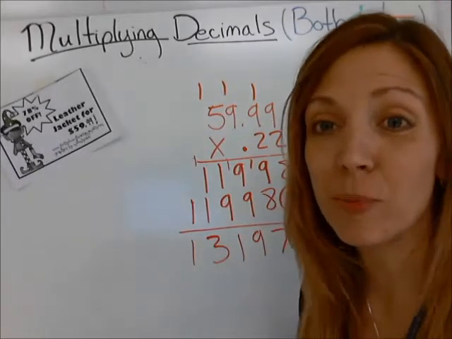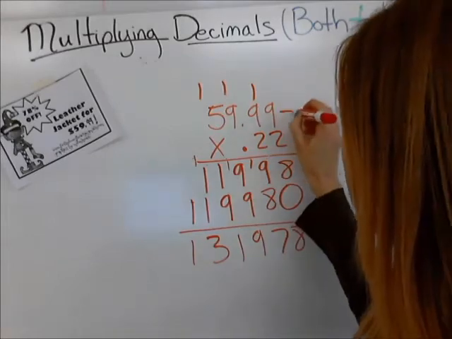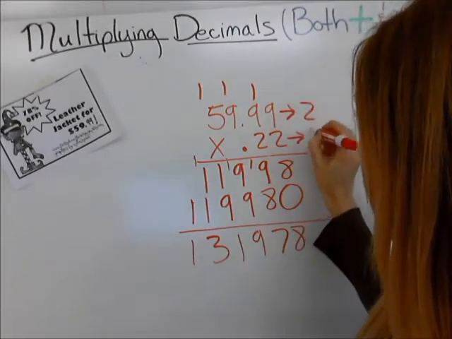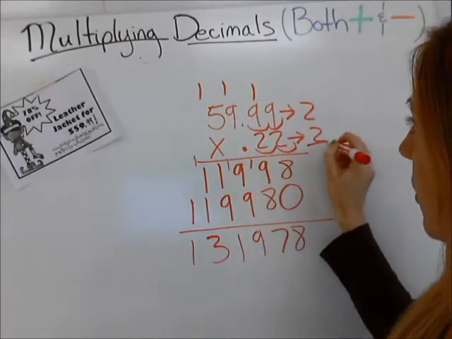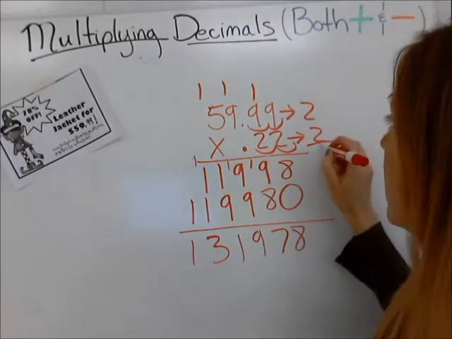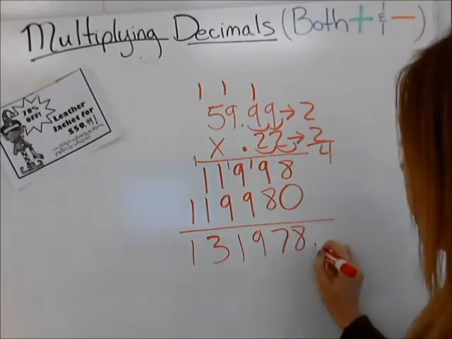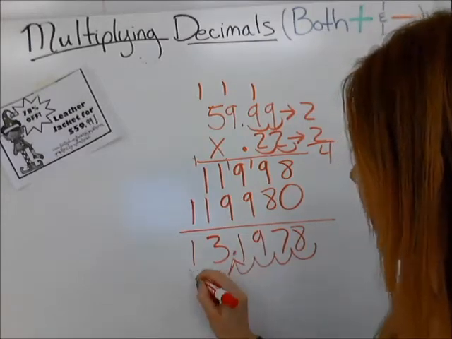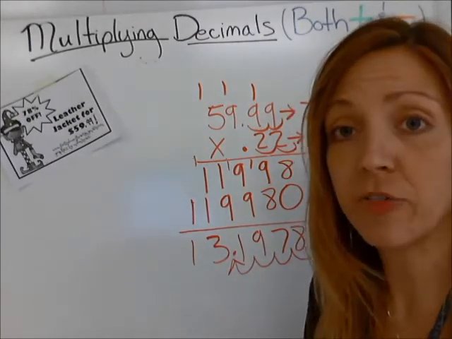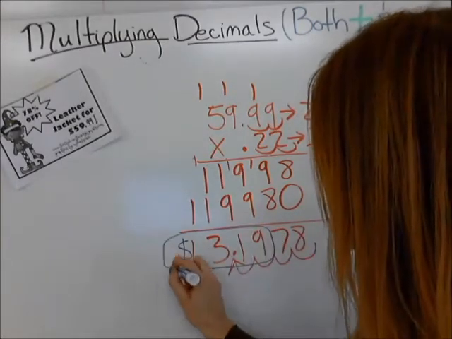So I've got a whole bunch of numbers here. Now I have to see how many decimal places I have. There's 2 decimal places here, and 2 decimal places here. So there's a total of 4 decimal places. So I'm going to move my decimal 4 places in my answer: 1, 2, 3, 4. So this leather jacket is going to cost me $13.19.